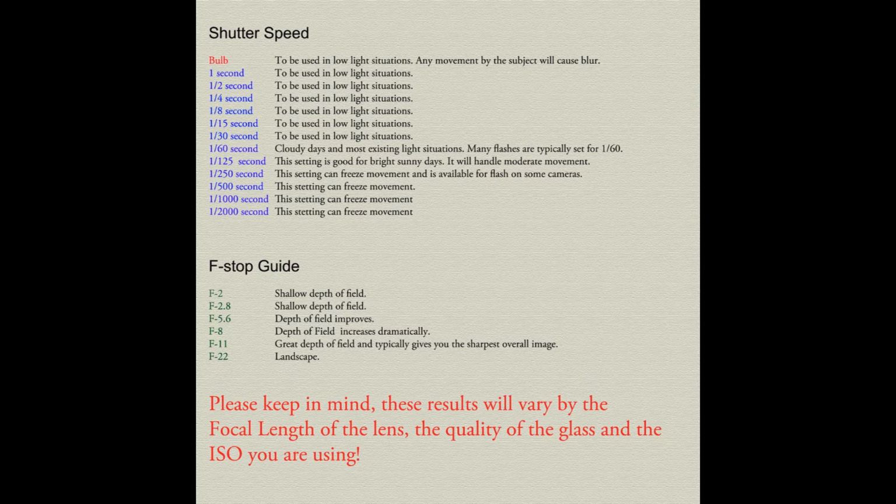Please keep in mind, these results will vary by the focal length of the lens, the quality of the glass, and the ISO you are using. The focal length of the lens: the higher the focal length, the less depth of field that you have. The quality of glass will give you a more clear image, especially around the edges. And the ISO you are using: the higher the ISO, can give you noise to actually cloud the image up a bit. So keep all that in mind as we go through this particular example.